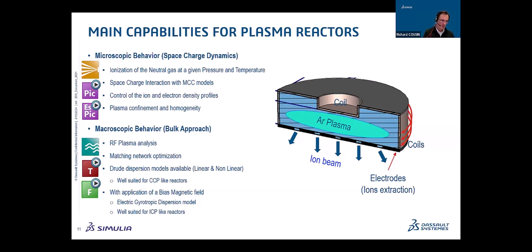With the macroscopic behavior, the plasma is treated as a bulk, and in this case we are using CST Studio Suite, Microwave Studio. We can use either the time domain solver or the frequency domain solvers. We are going to use the Drude dispersion models or any kind of dispersion models which would characterize the plasma as a bulk. And if we also need to superimpose any magnetic field, this can be done with the electric gyrotropic dispersion models also available in the CST Studio Suite.